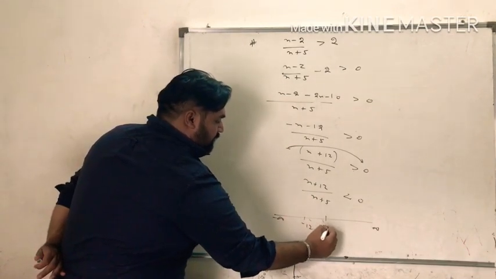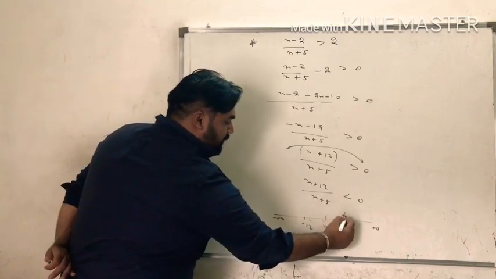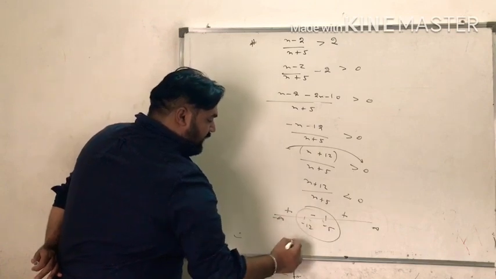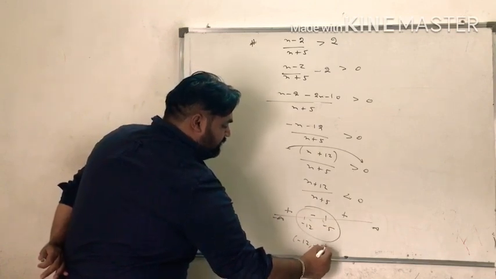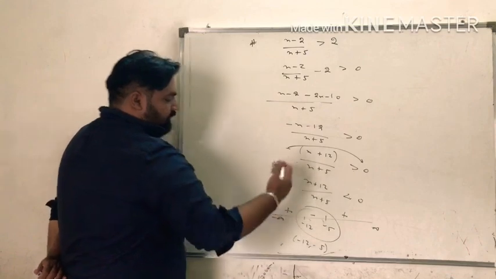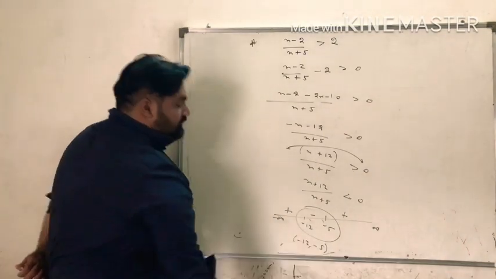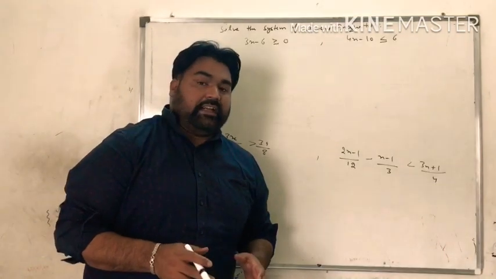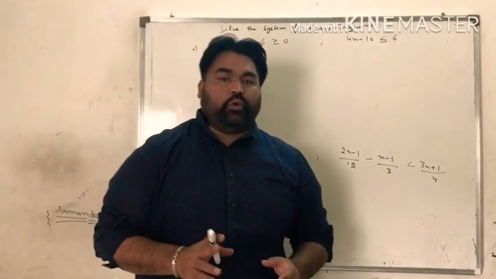So minus 12, minus 5. So plus, minus, plus. The sign is less than, so we select the negative part. So minus 12 to minus 5. Minus 12 to minus 5. So we're done with exercise 16.1 from R.D. Sharma.